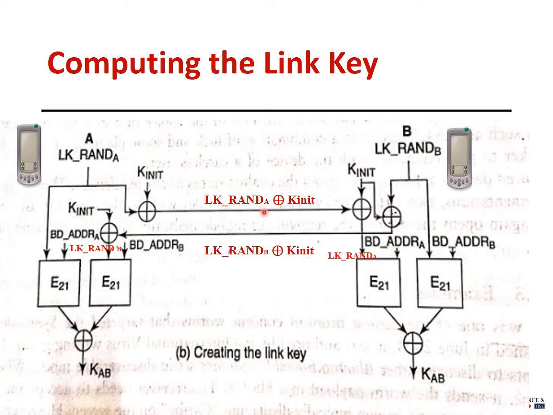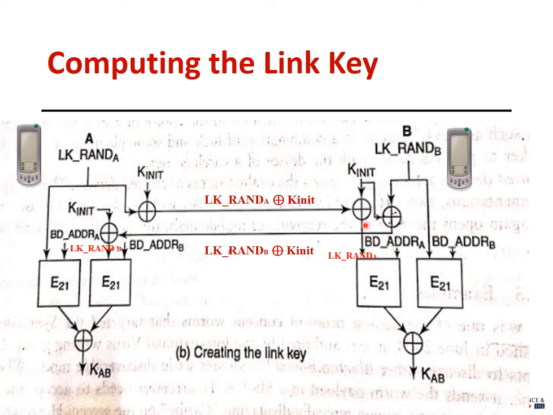So this is the value, that is, the result of the XOR operation: random number of A XOR K init. After generating this value, A will send it to B. On B's side, the operation is a second XOR operation on the value received from A. Here you can see this value is XORed with K init again, and this is the result.